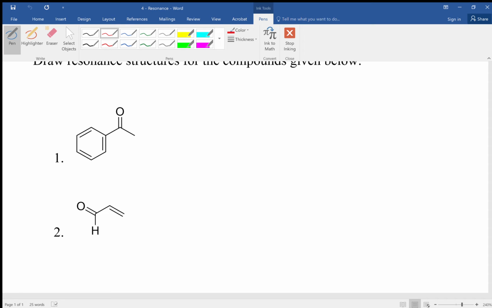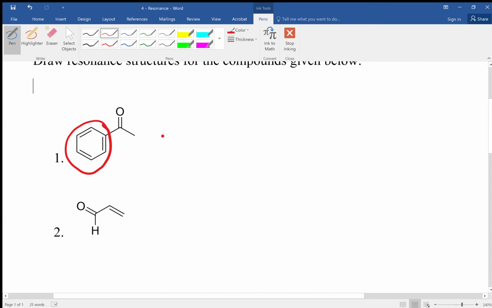Alright, so now we're going to go over these resonance problems. And for some of these, there's just going to be a couple resonance structures, and some of them will have a lot more. Now in number 1, we see this six-membered ring.